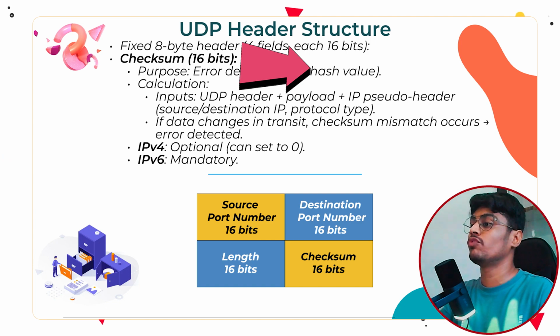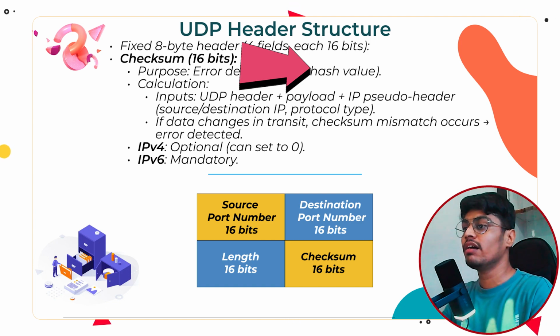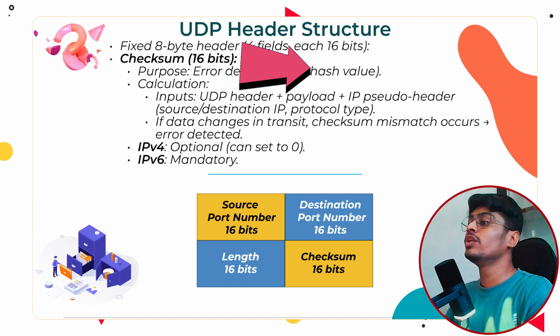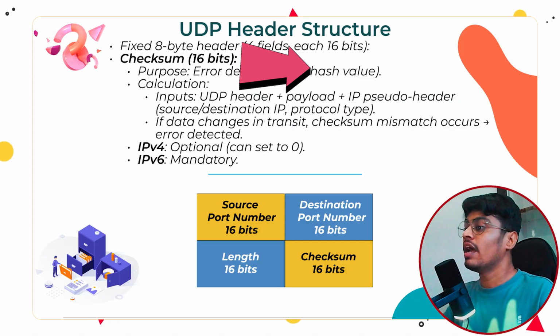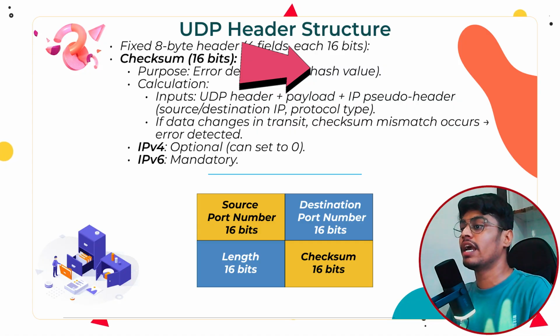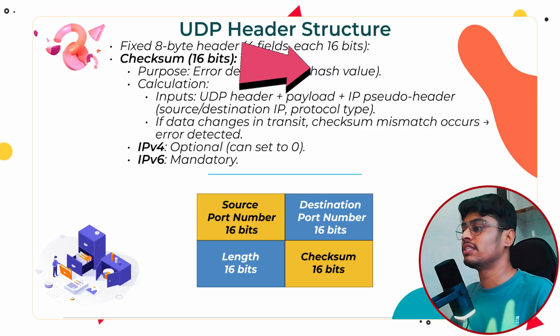Checksum is like a hash value. We find a unique value of data. If something changes in that data, the unique value will also change. The receiver will know that the hash value they are receiving and the one they are calculating have a difference, through which they will know that there is some kind of error.